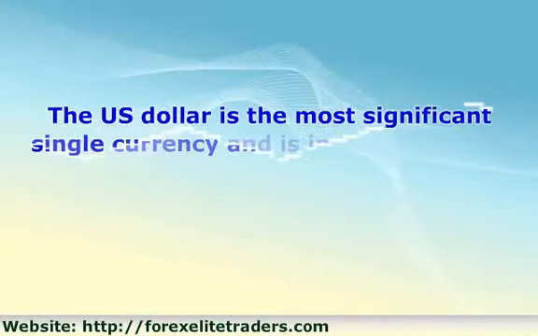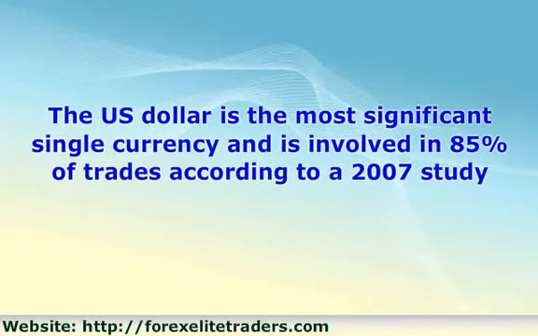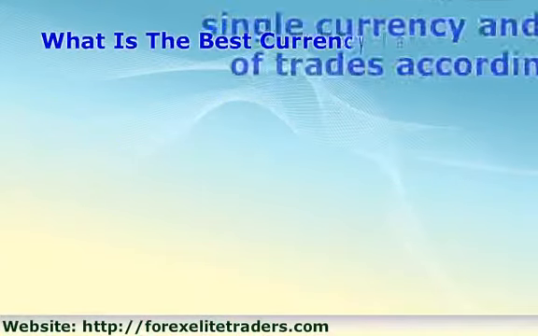The US dollar is the most significant single currency and is involved in 85% of trades according to a 2007 study. The euro is second at 37%. Next come the yen, pound, Swiss franc, AUD and CAD in that order. If you are wondering why these add up to more than 100%, it is because there are always two currencies in every trade.